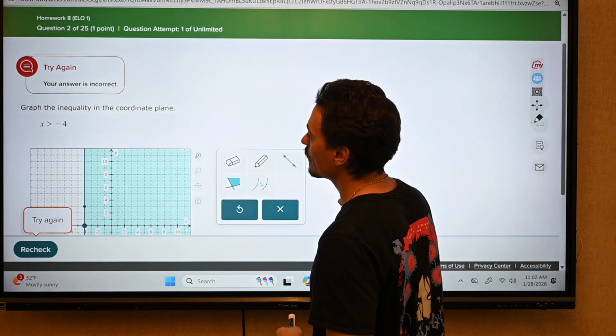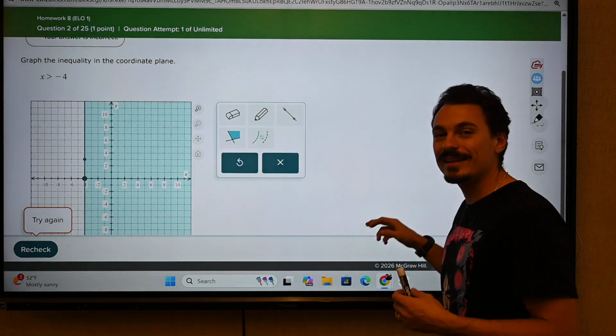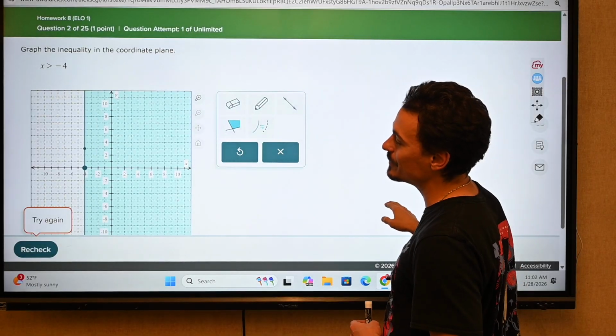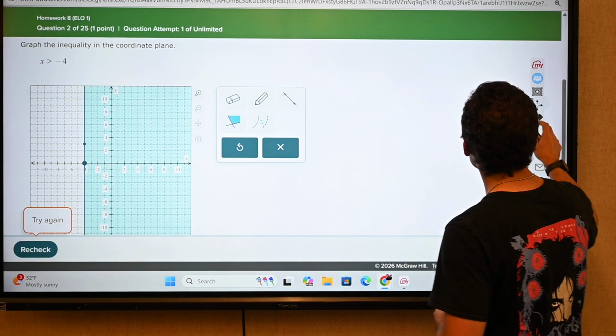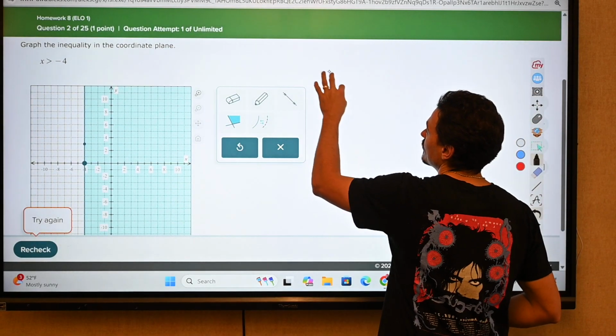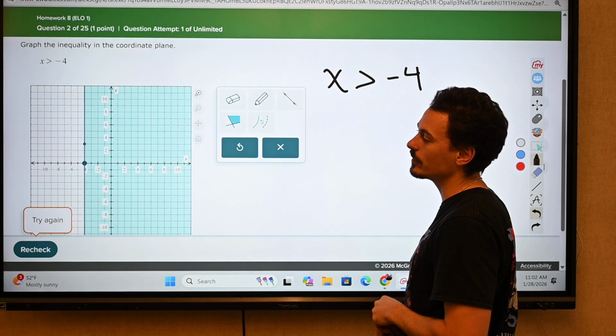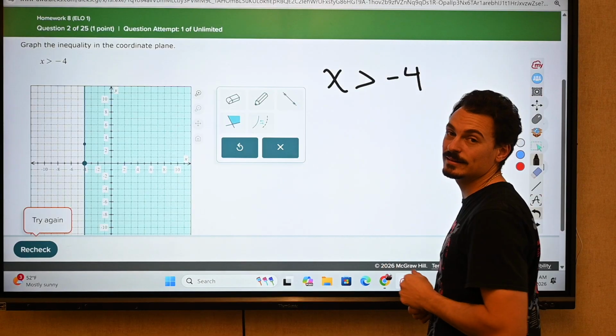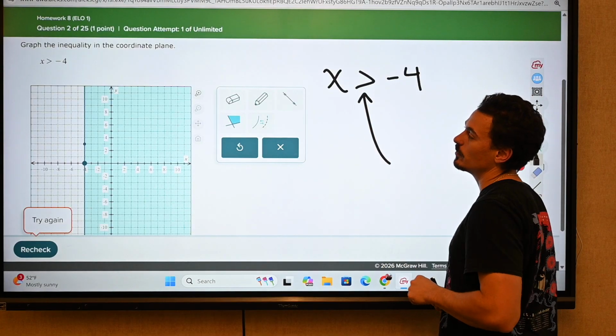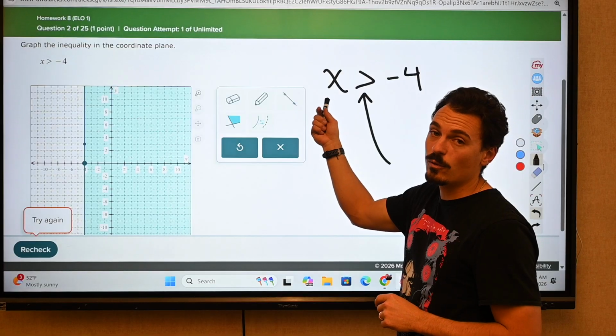Oh, it's wrong. What did I do wrong? Let's figure it out. I love that. That's actually good. This might happen to you on your work. So I made a mistake. We have x is greater than negative 4, and what did I do wrong? Ah, I see. Because it's a greater than symbol, x cannot be negative 4.